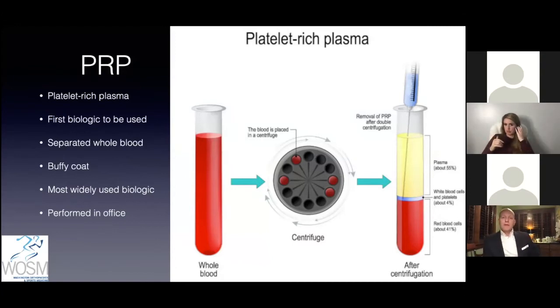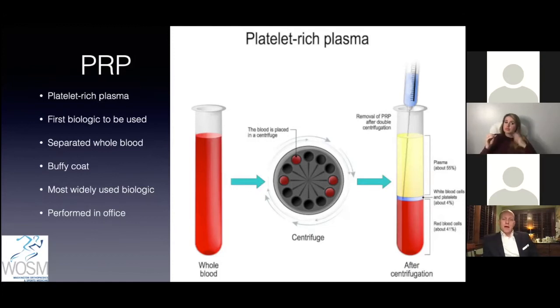We extract this by drawing blood from the patient's arm, and then the blood is spun down in a centrifuge, which separates the cells in the blood based upon the density of the cells. And then a small subset of the cells, the buffy coat, is drawn off and then re-injected into the patient's elbow or wrist or finger or shoulder or whatever the area of pathology is, the area of interest. And this is all done in the office. It takes about a half an hour or so.